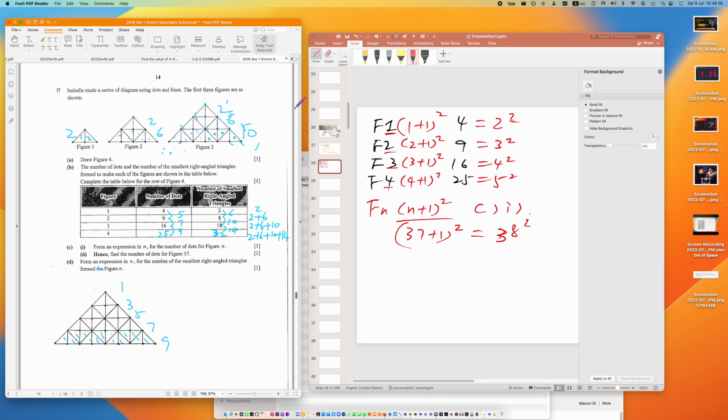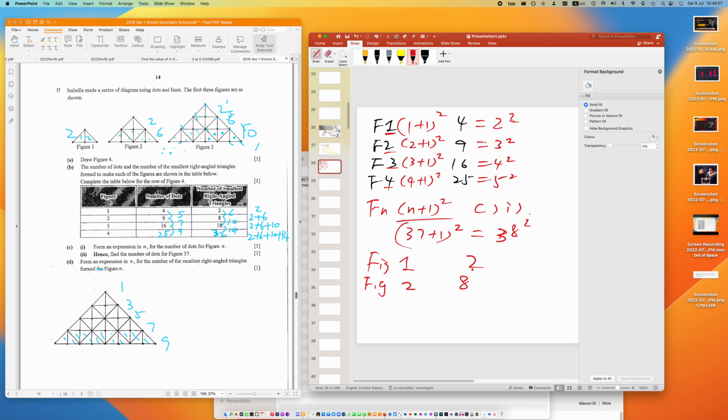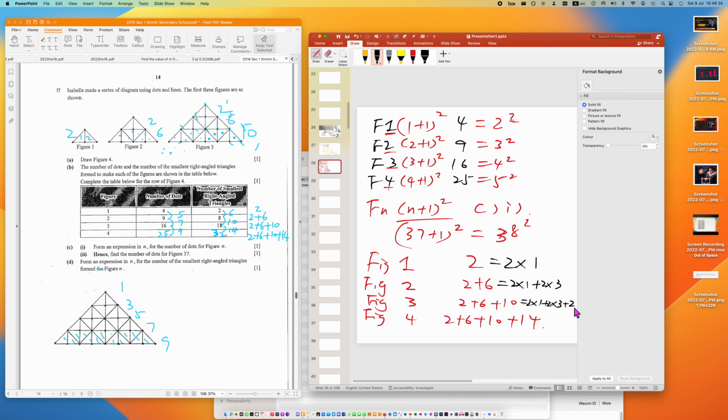Oh, I can see already. You need to see the thing as 2. So this one is 2 times 1. This one is 2 times 1 plus 2 times 3. This one is 2 times 1 plus 2 times 3 plus 2 times 5.